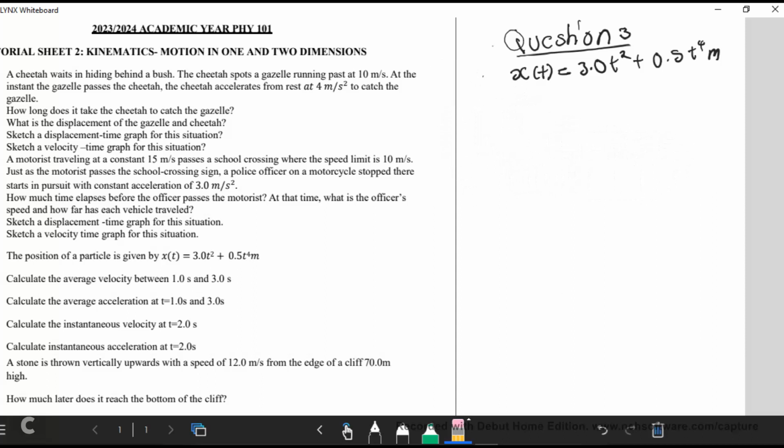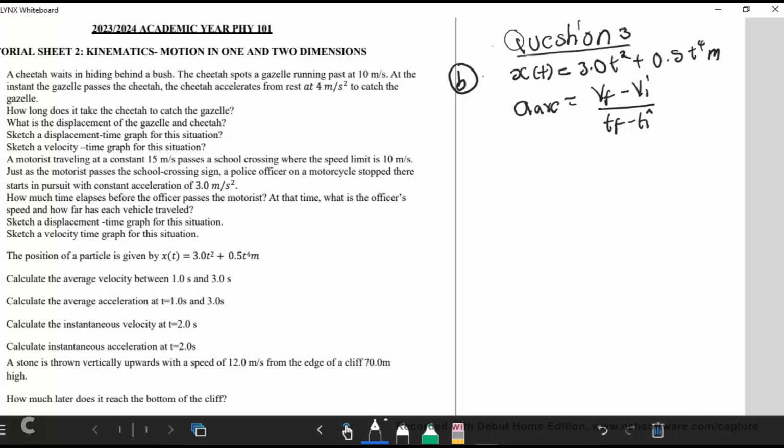So when you go to question B, they're saying calculate the average acceleration at t equals this. What are you calculating? The average acceleration. Remember, the average acceleration is what? V final minus V initial over T final minus T initial, like that.